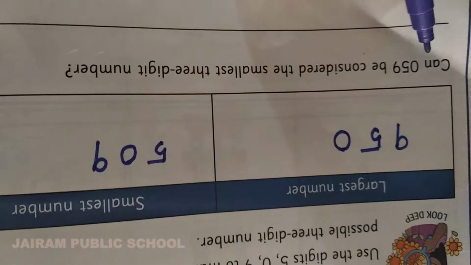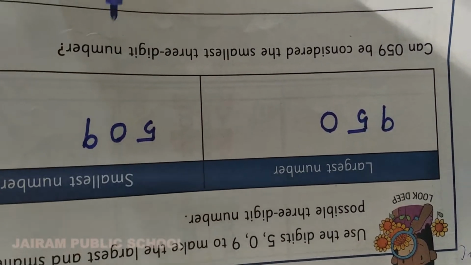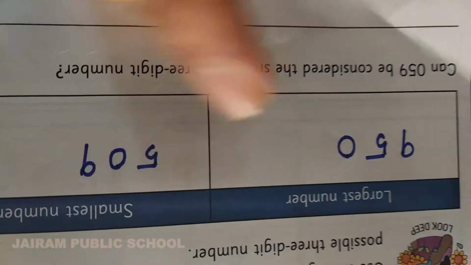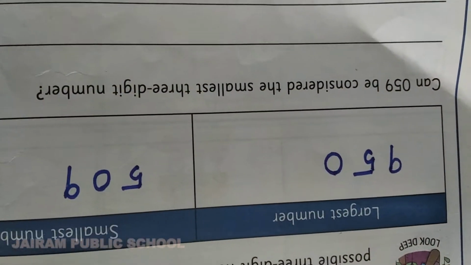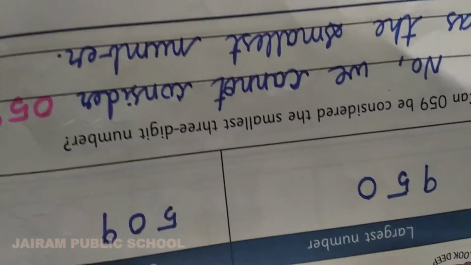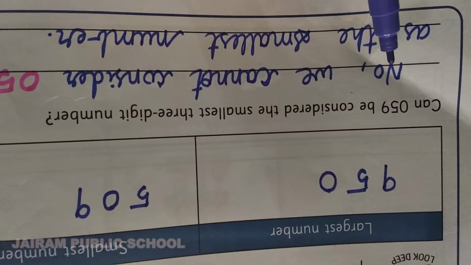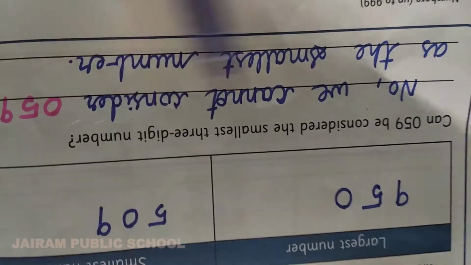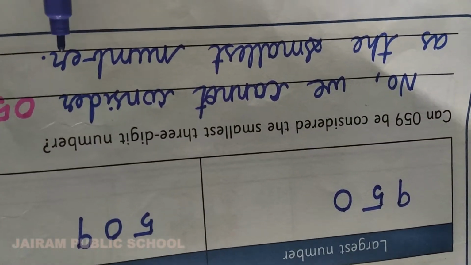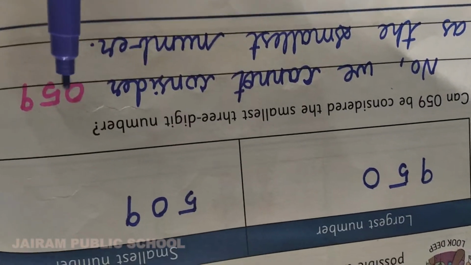Okay. And see here, can 059 be considered the smallest 3-digit number? Just now I said, 0 you should not write first. So we cannot consider it. See here, Kana, they are asking whether it will form the smallest 3-digit number. You have to write no. We cannot consider 059 as the smallest number.